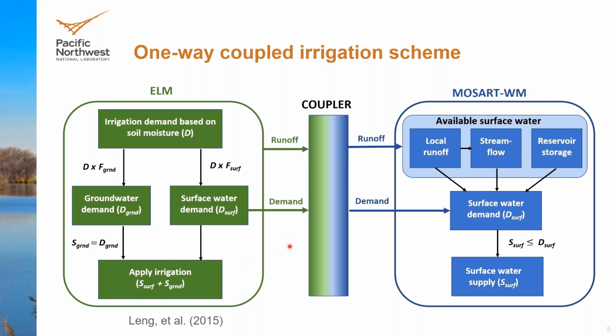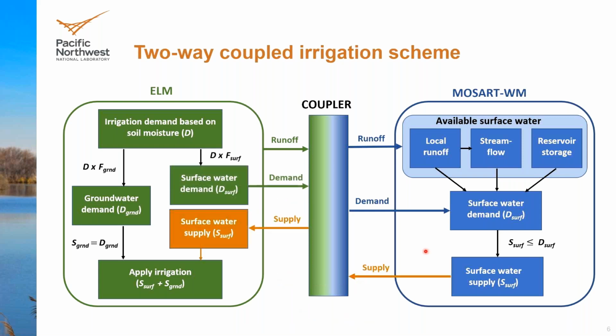And also, you do not have this feedback from the river model to inform the land model how much water is available in the channel or in the reservoir for you to withdraw. So in this new development, we modified and improved this scheme with a two-way coupled irrigation scheme.